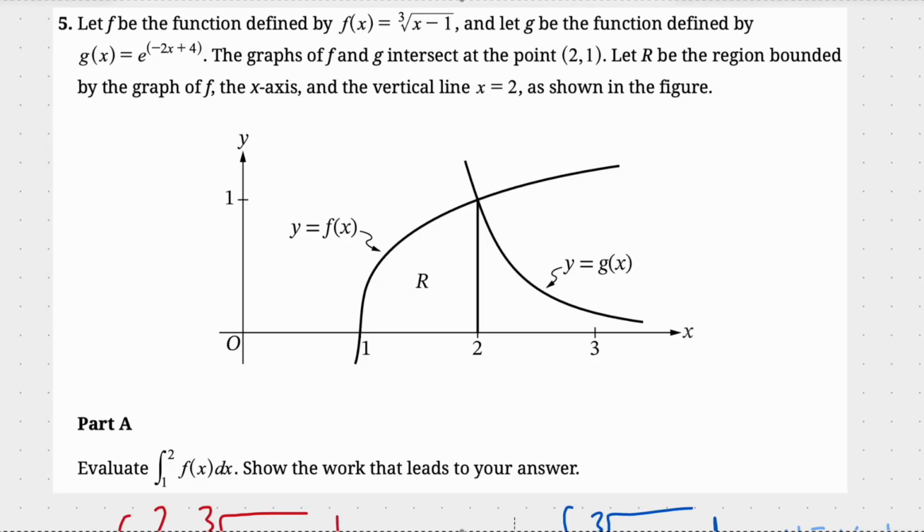Math tutor here. These are step-by-step solutions. I'm going to show you exactly how to write your answers. So we need to do the integral of f of x. f of x is the cube root thing.